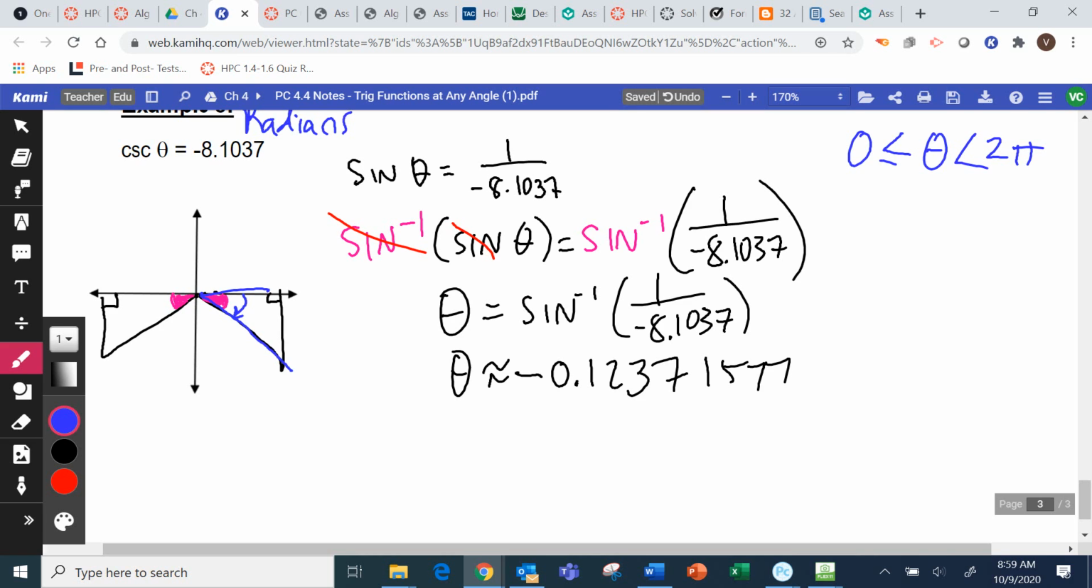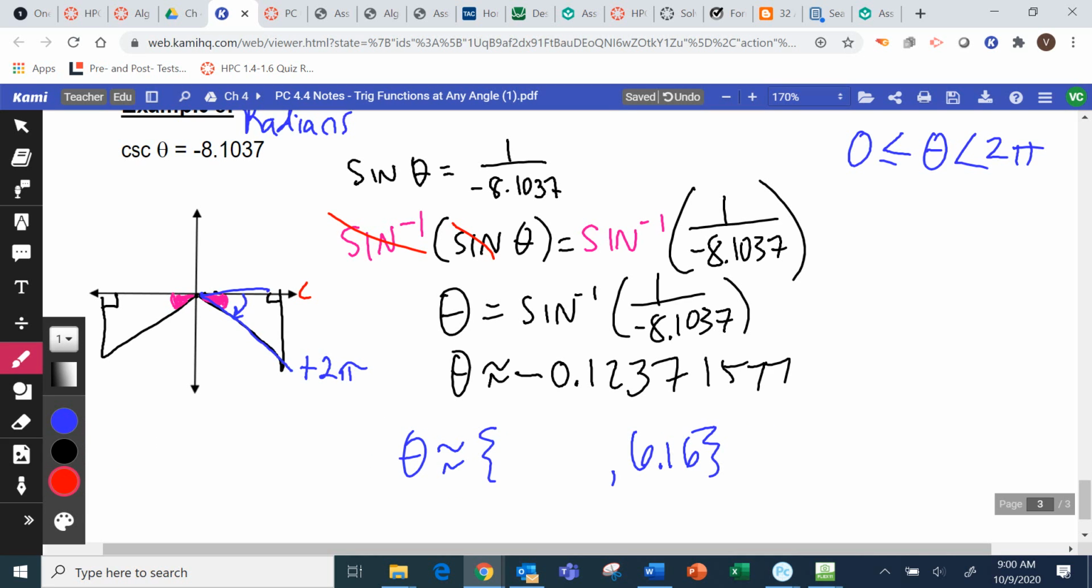It can't be one of my answers because it's negative, but I can find a coterminal with it. How do I find something that is coterminal? Add 2 pi. So if I take this answer and I add 2 pi, it will go all the way around once, and that will be the second answer. And we're rounding to 2 decimals, so I got 6.16.